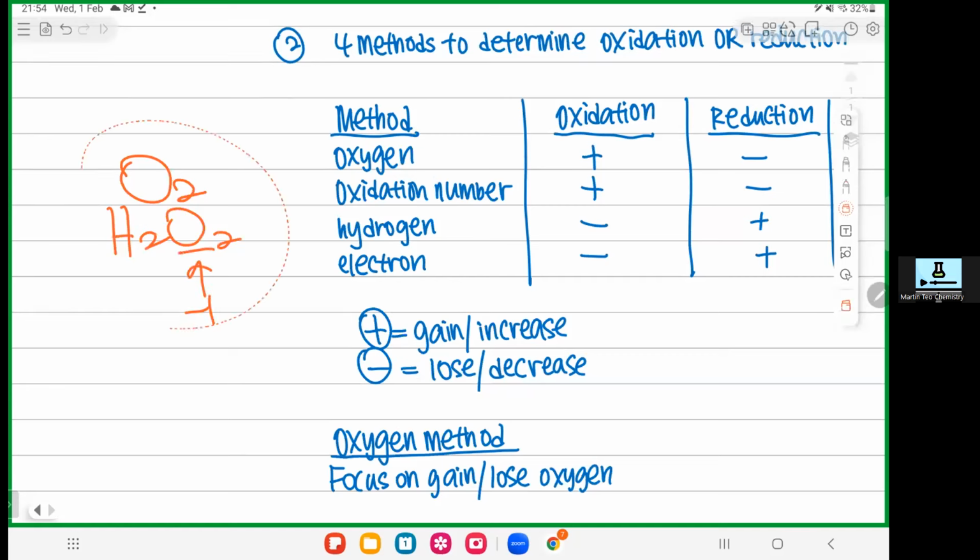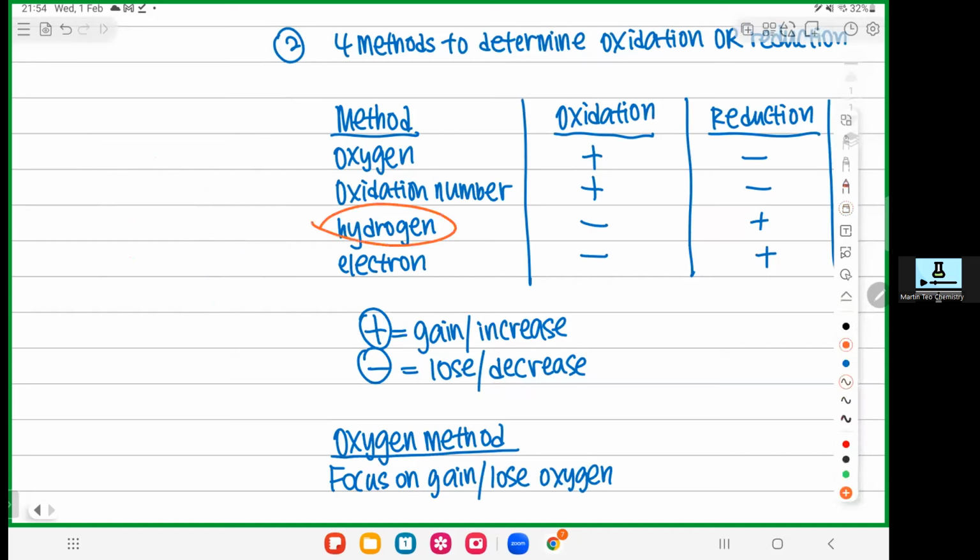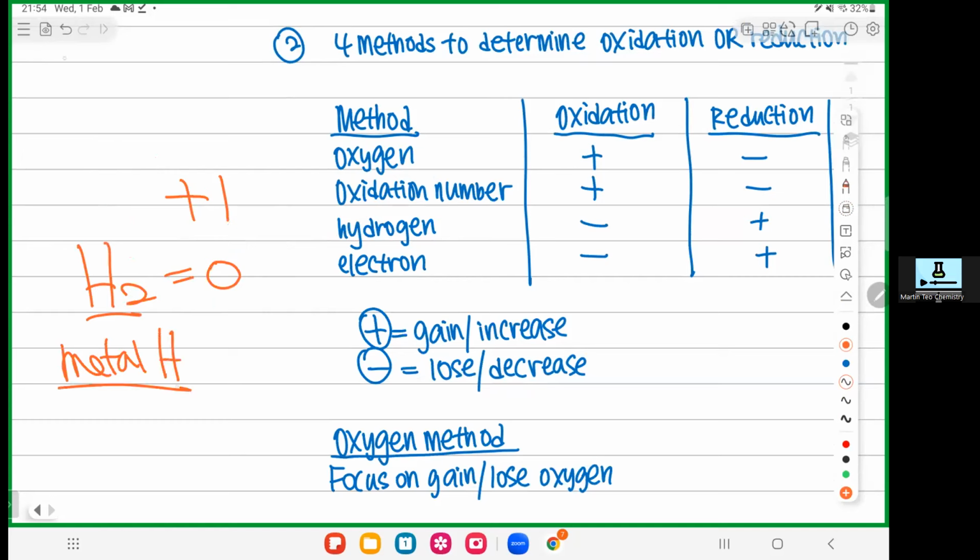Rule number 4, the oxidation number of hydrogen is always +1. Special case: when you are H2, hydrogen gas, you are an element, so 0. When you have metal combined with hydrogen, you are a metal hydride. The hydrogen here is -1. Other than that, hydrogen is always +1.